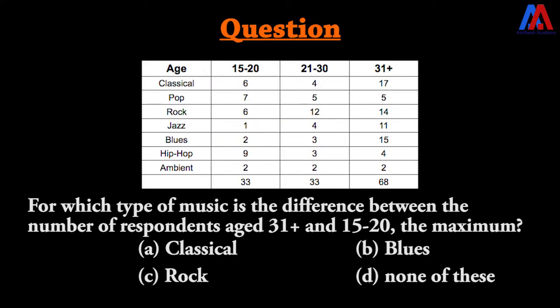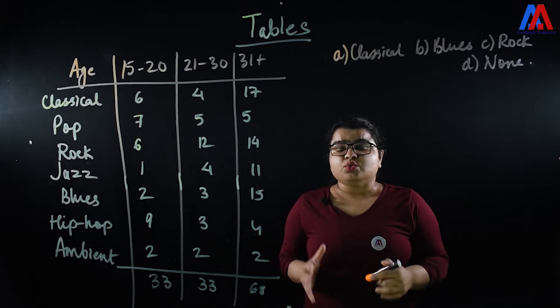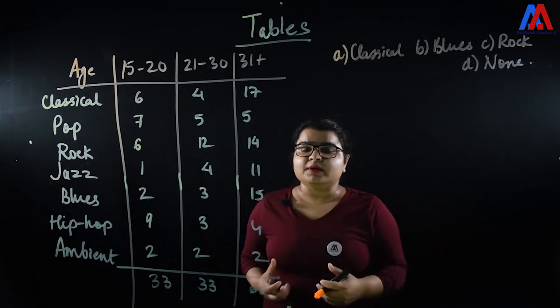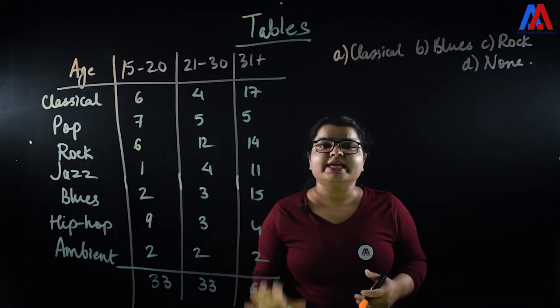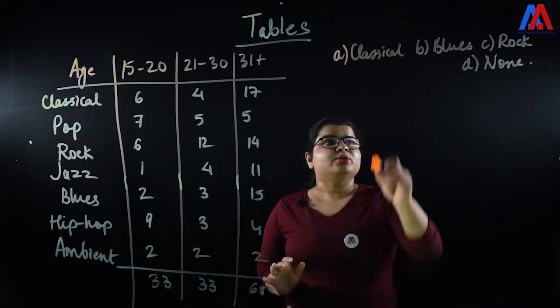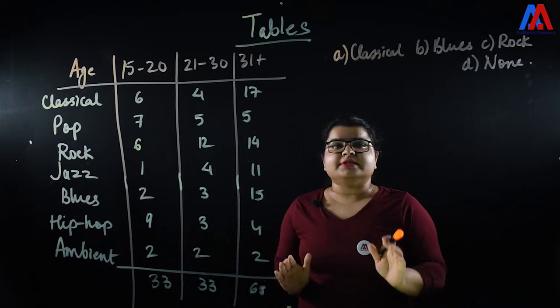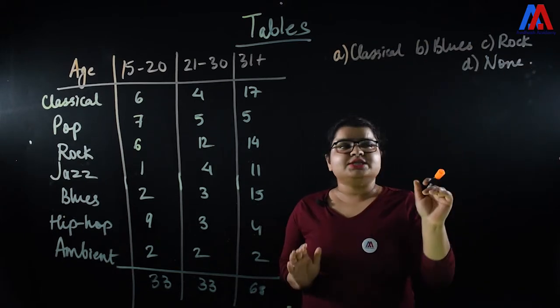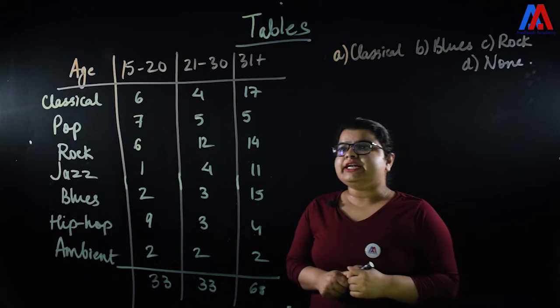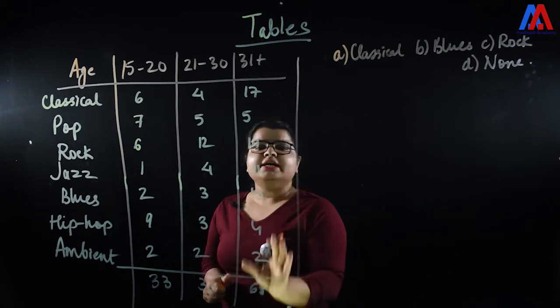For which type of music is the difference between the number of respondents aged 31 plus and 15 to 20 the maximum? A classical, B blues, C rock, D none of these. Now in the options, when you have to find the maximum number, then you need to consider all the cases. But say you had 4 options and you didn't have none of these, then you could just have considered the 4 options. But since we have none of these, we need to calculate for all the respondents.